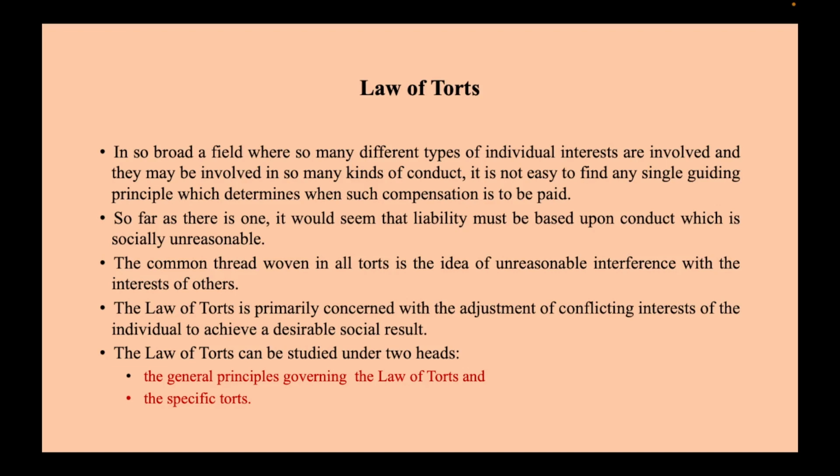The answer would be that the liability should be based on the conduct which is socially unreasonable. Tortious liability arises when there is unreasonable interference with the interests of others. Thus, tort is a civil wrong, that is, violation of an interest recognized by law or a breach of duty imposed by law for which a suit has to be filed in a civil court by the injured party for compensation payable by the wrongdoer. Law of torts is therefore primarily concerned with the adjustment of conflicting interests of individuals in order to achieve a desirable social result.